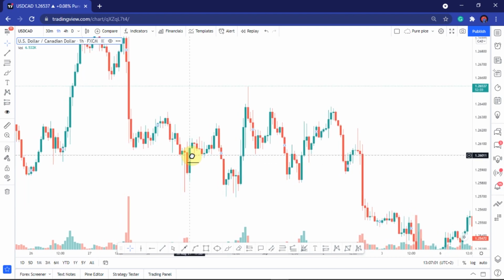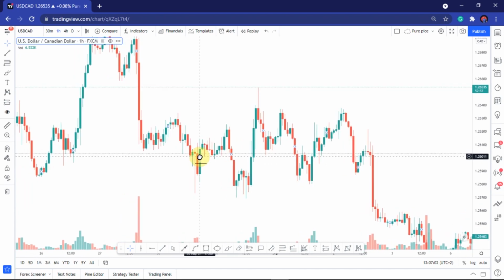So I'm here opening my chart. This is USD CAD, but just a disclaimer, you need to know that this knowledge that I'm sharing right now, it can work and it will work in any kind of market, whether it's indices, whether it's stocks, whether it's commodities, whatever market that we are trading, this information is applicable.